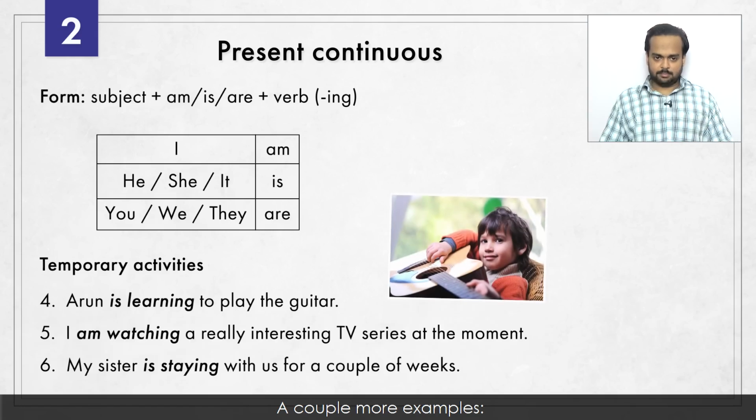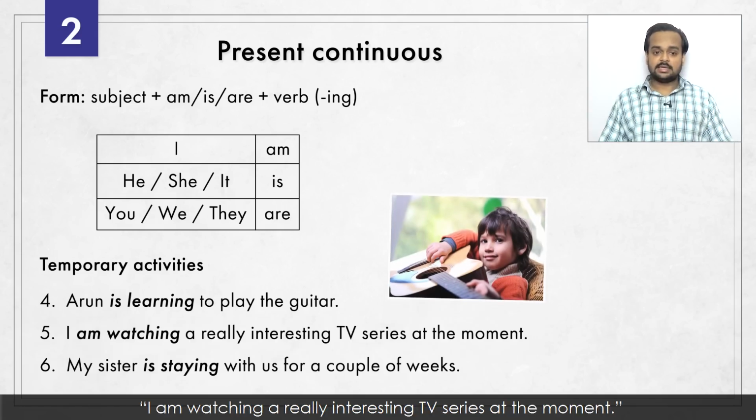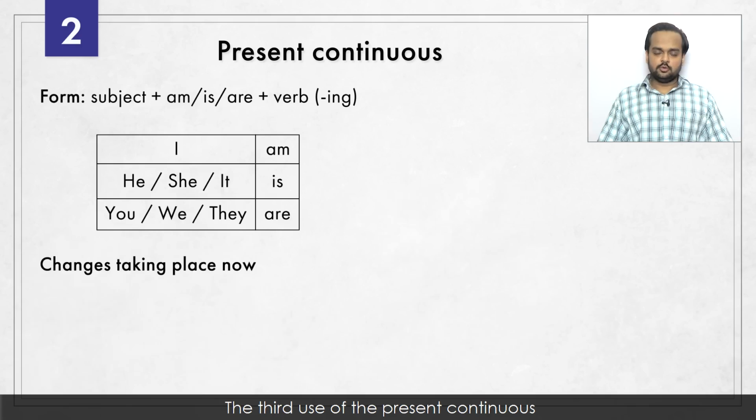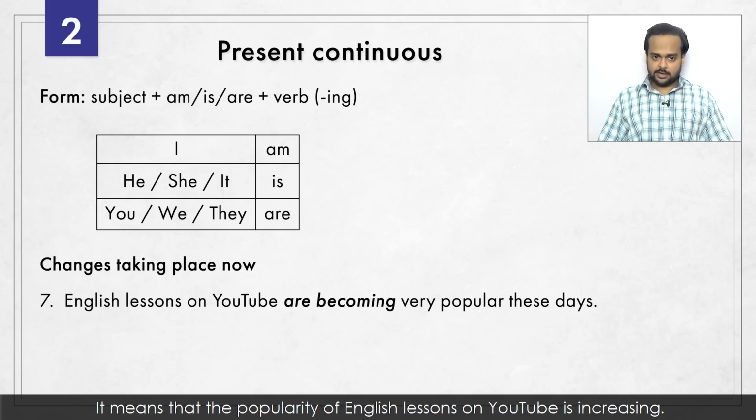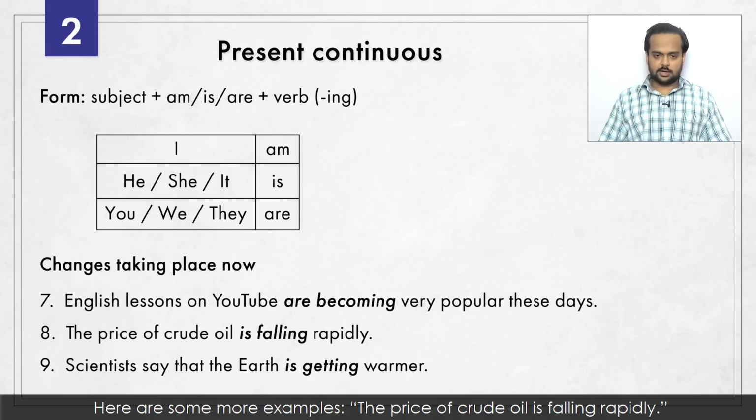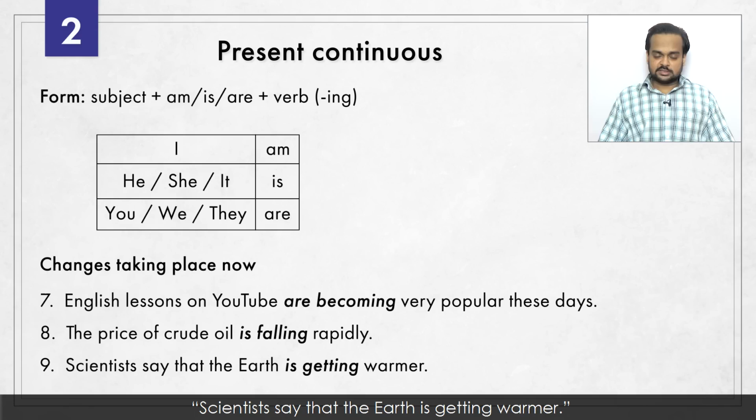A couple more examples. I am watching a really interesting TV series at the moment. My sister is staying with us for a couple of weeks. The third use of the present continuous is to describe changes that are taking place or happening now. English lessons on YouTube are becoming very popular. It means that the popularity of English lessons on YouTube is increasing. Here are some more examples. The price of crude oil is falling rapidly. Scientists say that the earth is getting warmer.